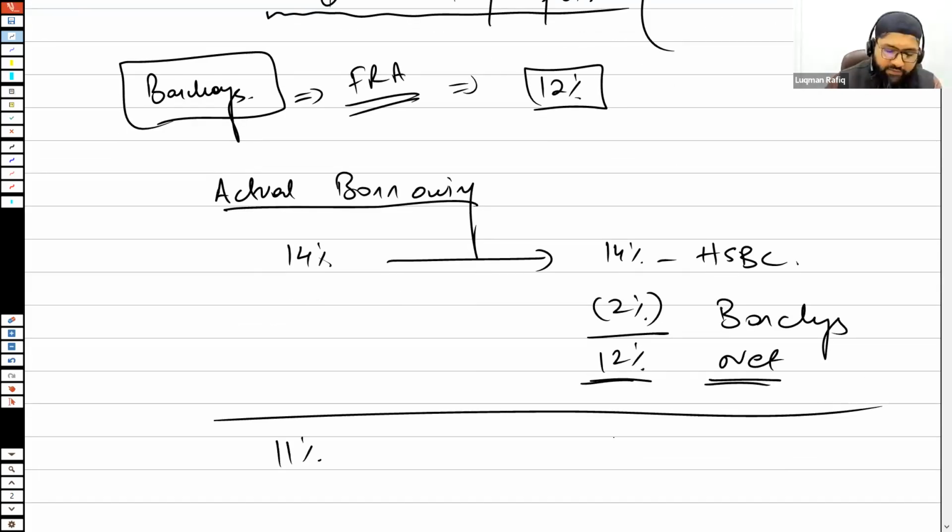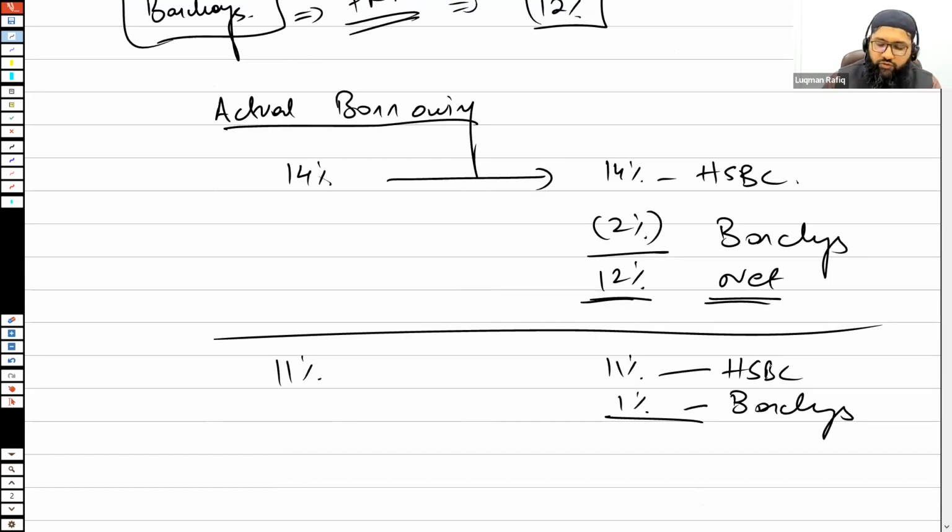Similarly, if you borrow the money at 11%, so pay 11% to HSBC, and you pay 1% to us, the Barclays. So resultingly, 12% is going to be your net total cost. So when we talk about the forward rate agreement, what actually happens is that the forward rate agreement fixes your interest rate. What does it do? It actually fixes your interest rate. How does it fix your interest rate?